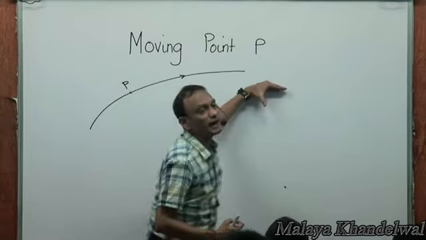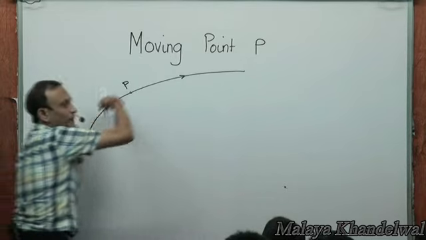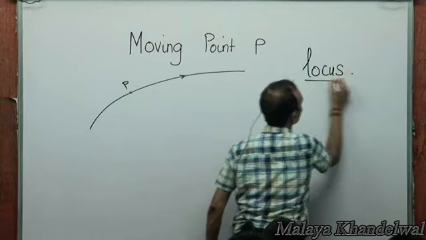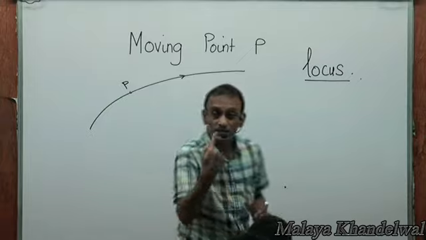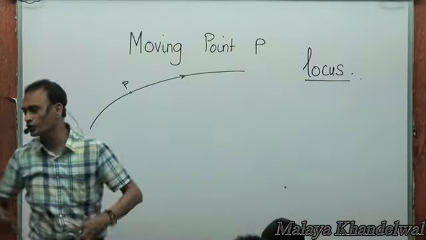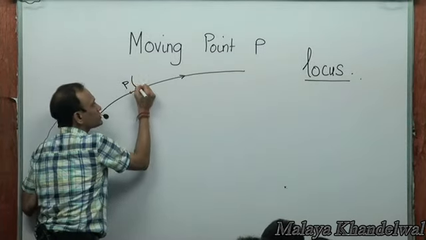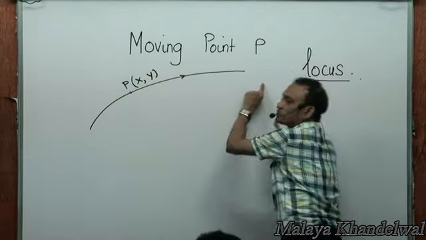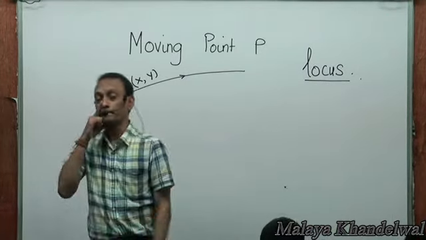This path traced by a moving point essentially is referred to as the locus of the moving point. Now, while this point describes a certain trajectory, let's say we are talking of the xy plane to begin with, then at various instants of time it will have coordinates x comma y. X and y in general would be different for different points on this trajectory.